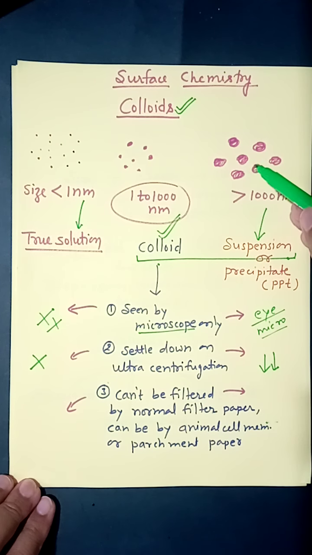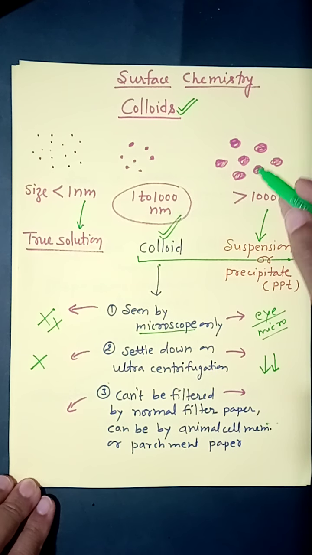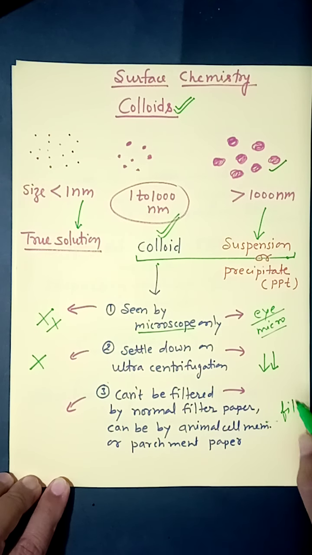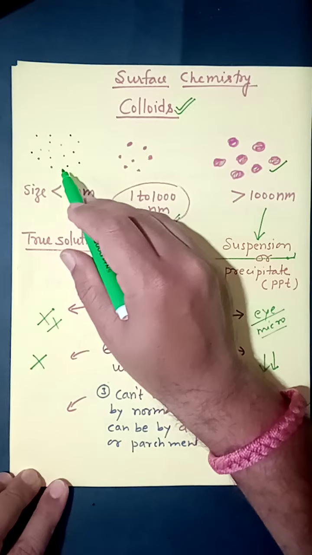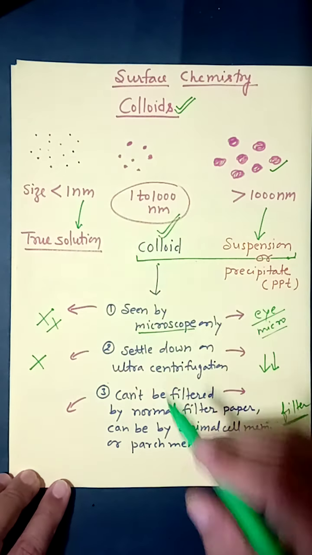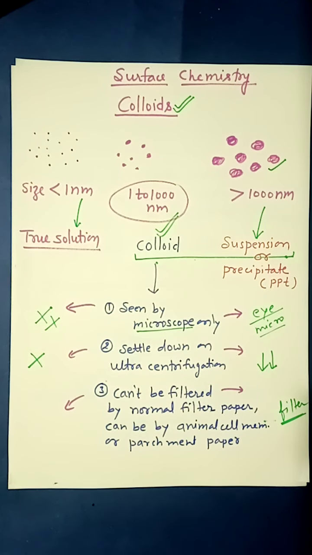Third is filtration. You have observed in class 11 practicals, as well as in class 9th and 10th, that particles of precipitate are big enough and can be easily separated with the help of normal filter paper, because the pore size is smaller and the particles are big. So you can separate these particles by normal filter paper. Here the particles are very small and you cannot filter them by any kind of filter paper. Once again, colloidal particles are in between on the basis of their size.